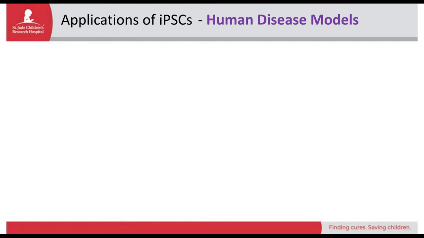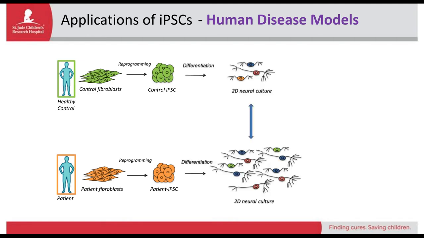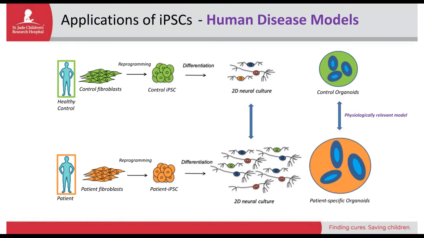The most simplistic approach to disease modeling using iPSCs would be to take a donor cell, such as fibroblasts, from a healthy individual and from a patient, reprogram them into a control iPS line and a patient-specific iPS line, and then differentiate both these lines in parallel using the same protocol, either two-dimensionally on a substrate composed of extracellular matrix proteins into a two-dimensional neural culture, or they could be differentiated in suspension in 3D to form these self-organizing miniature structures that resemble organs or parts of an organ, and these are called organoids.